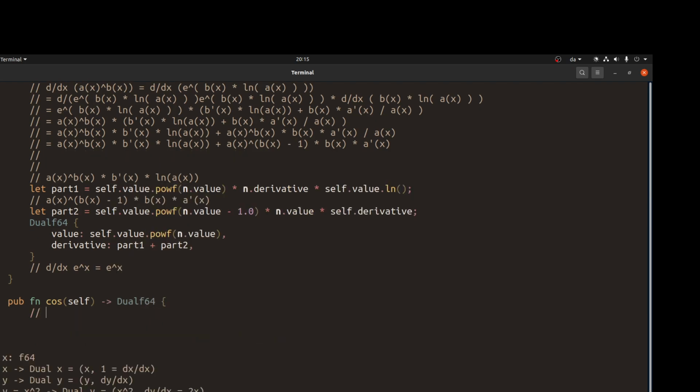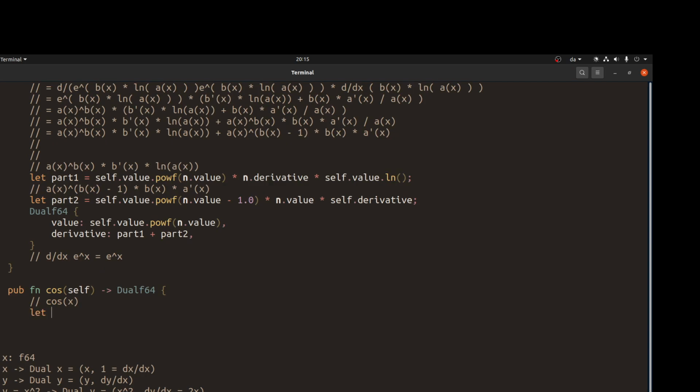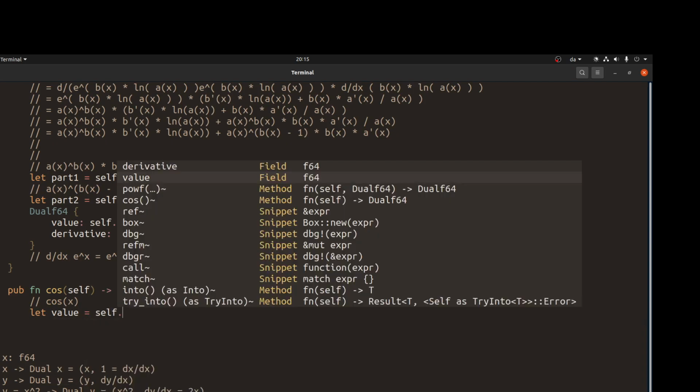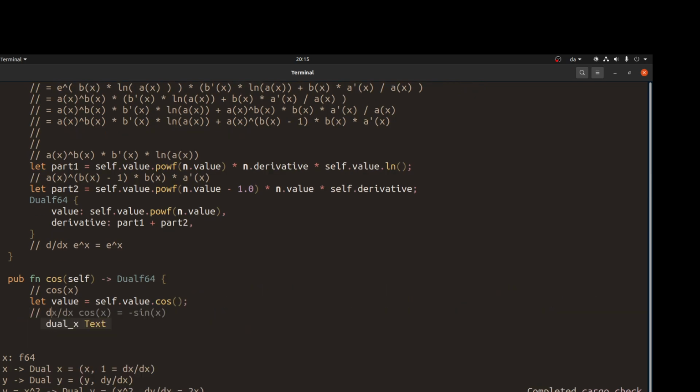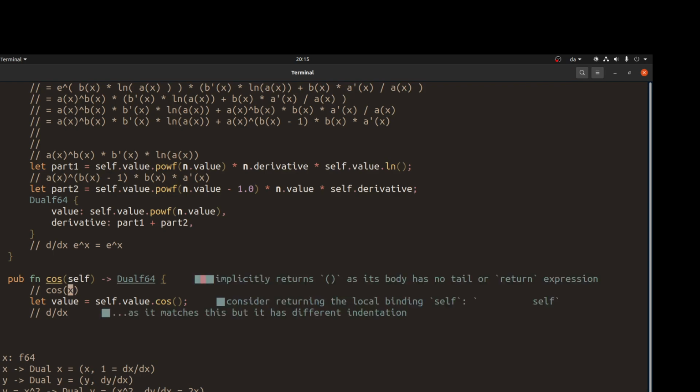And let's see, so we want to calculate cosine of x. Well, the value is easy, right? Value is just self-value cosine. What's the derivative? And actually this should be just some arbitrary thing. So what is the derivative of this thing? Well, it is the derivative of cosine of y with respect to y times the derivative of y with respect to x. This is the chain rule.